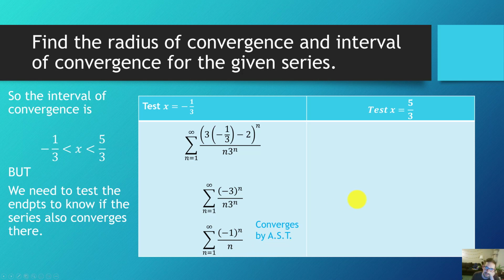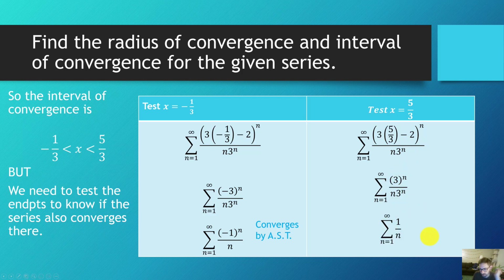Next, we're going to test x equals 5/3 by the same process of plugging it into the original power series for x. This time, we'll get the 3's to cancel, 5 minus 2 is 3. The 3 to the n's will cancel, and we'll get 1 over n. That's just a harmonic series, which we know diverges by p series. So if it diverges, nothing to do, nothing to change.